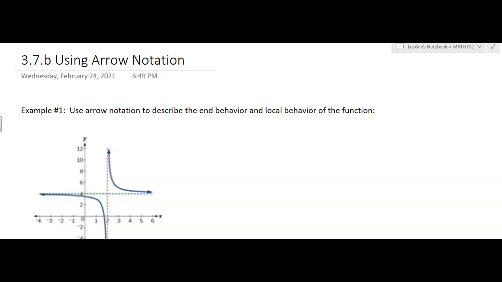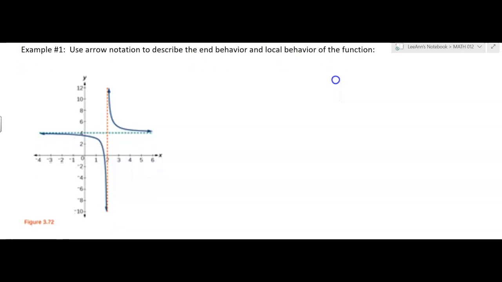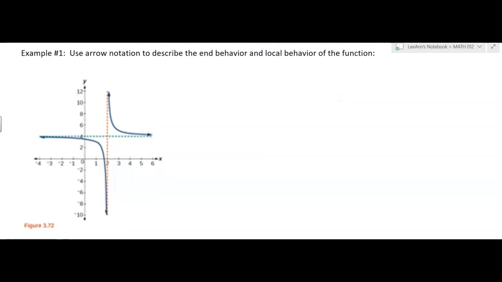Okay, so now we're going to use the arrow notation for this example. It says use arrow notation to describe the end behavior. So that means when x is approaching infinity and x is approaching negative infinity, what's happening on the ends? And then the local behavior, that's everything in between. If anything's going on in between the end behavior, then we need to describe that.